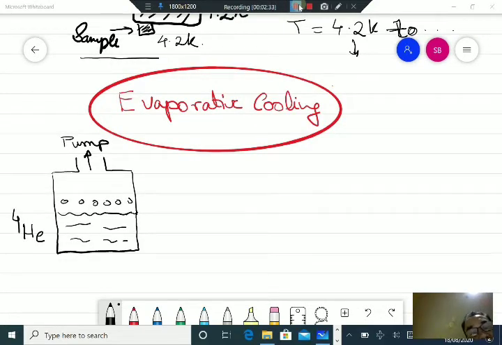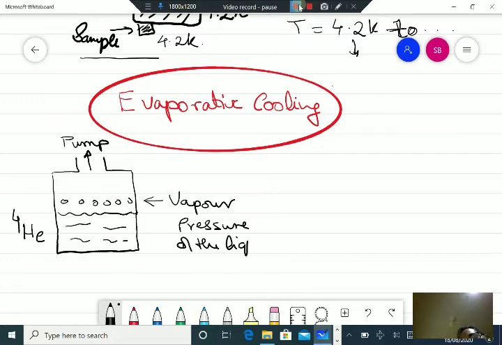So what is evaporative cooling? In evaporative cooling, if you have a liquid, say helium 4 or any liquid for that matter, above the liquid there are the higher energy molecules which have left the surface of the liquid. This is called the vapor pressure. The highly energetic molecules, the ones with relatively high kinetic energy, leave the surface of the liquid, and these molecules constitute the vapor pressure above the liquid.